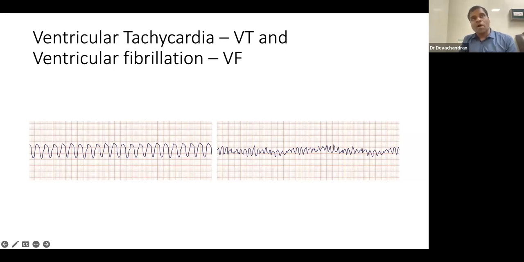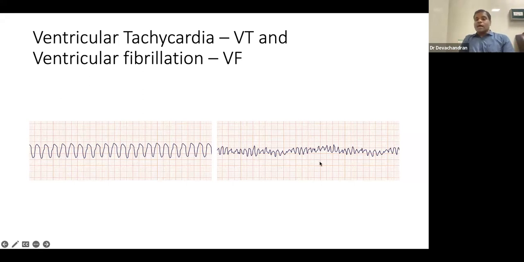If I say it's broad complex tachycardia, the impulse needs to originate from somewhere below the AV node. So it is ventricular tachycardia. Like broad complex tachycardia, ventricular tachycardia. Since the morphology is similar, we call it monomorphic ventricular tachycardia.